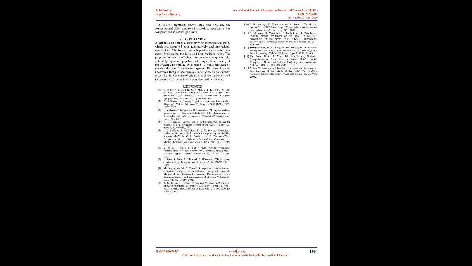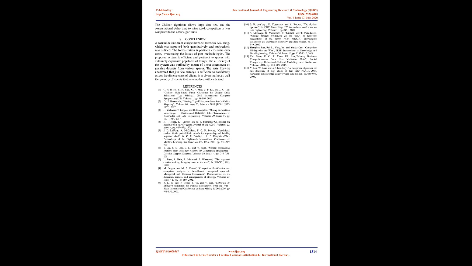In the below Fig 7, it clearly shows the time taken by each algorithm for a set of competitors such as 10, 50, etc. The time taken by each algorithm is clearly mentioned in the above Table 7.4. Therefore it shows that the CMiner algorithm takes less time when compared to naive and GMiner algorithms. Table 7.4, comparative table of time taken for computation for camera dataset. Fig 7, computational delay graph of different algorithms for camera dataset. The CMiner algorithm allows large datasets, and the computational delay time to mine top k competitors is less compared to the other algorithms.